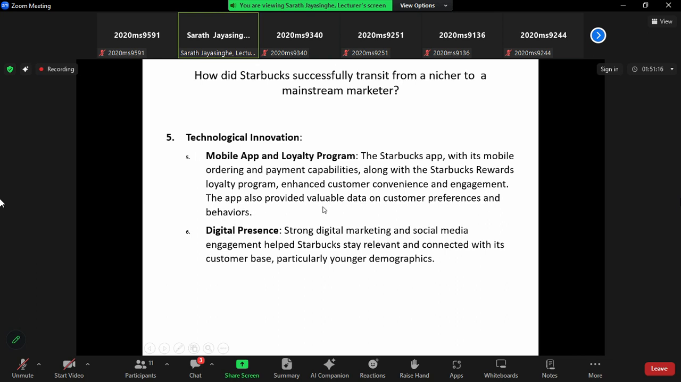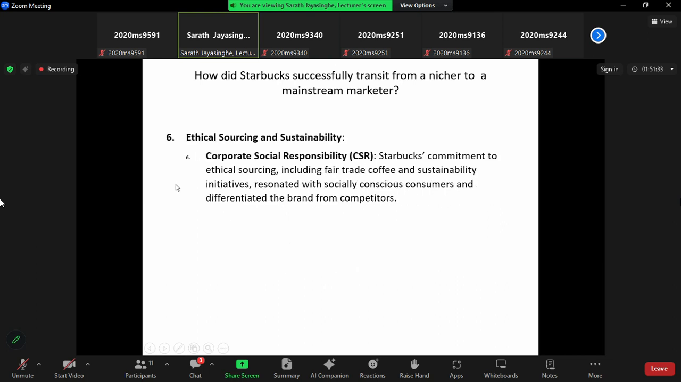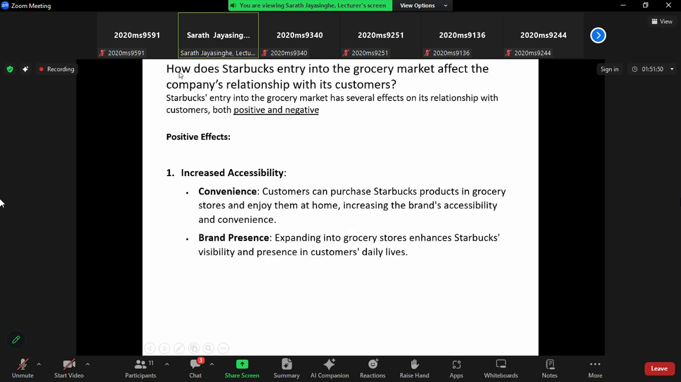They have also provided valuable data on customer preferences and behavior. Then there is digital presence: strong digital marketing and social media engagement help Starbucks stay relevant and connected with its customer base. Then ethical sourcing and sustainability, corporate social responsibility, is the other one. They apply this CSR and try to stay close to the customers. Then next question: how does Starbucks' entry into the grocery market affect the company's relationship with its customers?